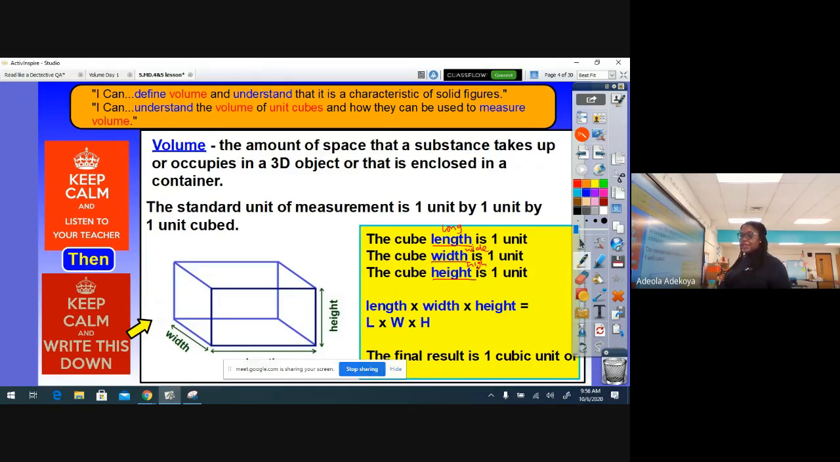In order for us to measure volume, we multiply the length times the width times the height, and it gives you the volume. A short way to write that would be L for length, L times W times H. The final result is usually in cubic units. So we measure that in cubic units.